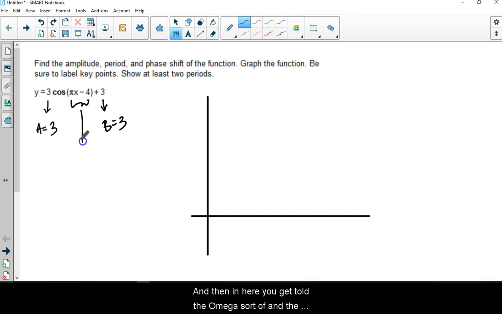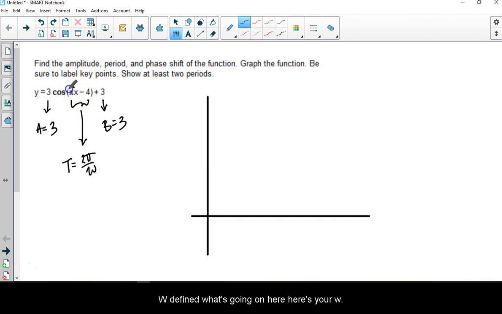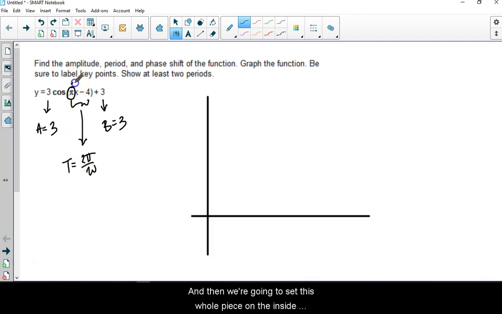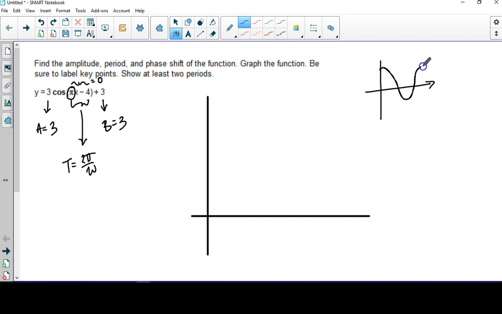And then in here, you get told the omega sort of and the phase shift. And I say sort of because the notation kind of flip-flops in the textbook. You need to use T equals 2 pi over omega for sine and cosine to find the period. Here's your omega. And then we're going to set this whole piece on the inside equal to 0 to find the phase shift.